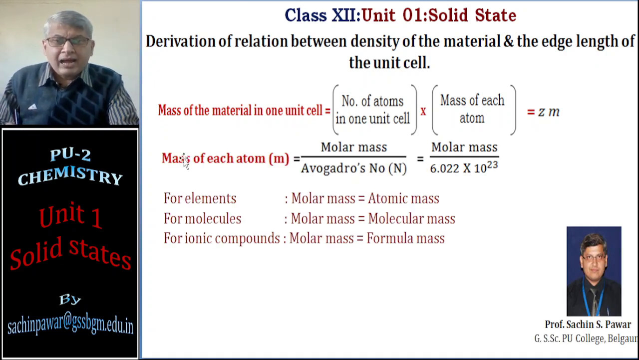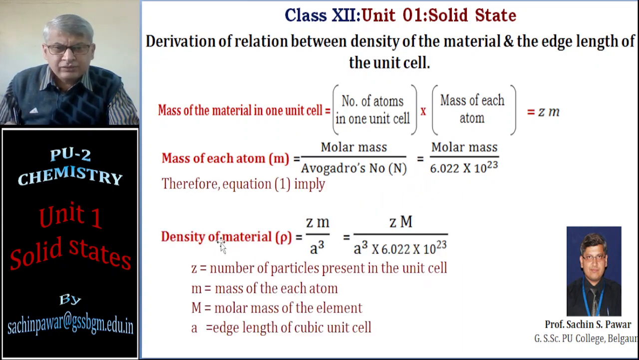Again, mass of each atom can be found out by a simple formula which you have learnt in your PUC first year unit number 1: molar mass upon Avogadro's number. Avogadro's number is 6.022 into 10 to the power 23. Molar mass can be atomic mass for elements, molecular mass for molecules, formula mass for ionic compounds. So we have got here the mass numerator value.